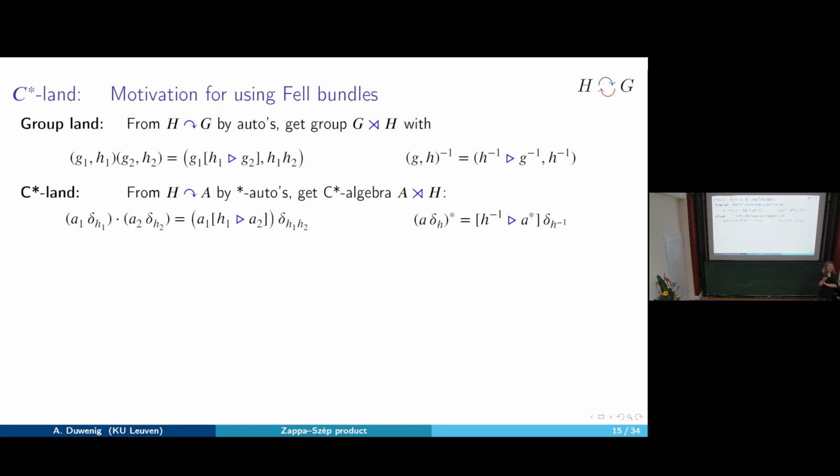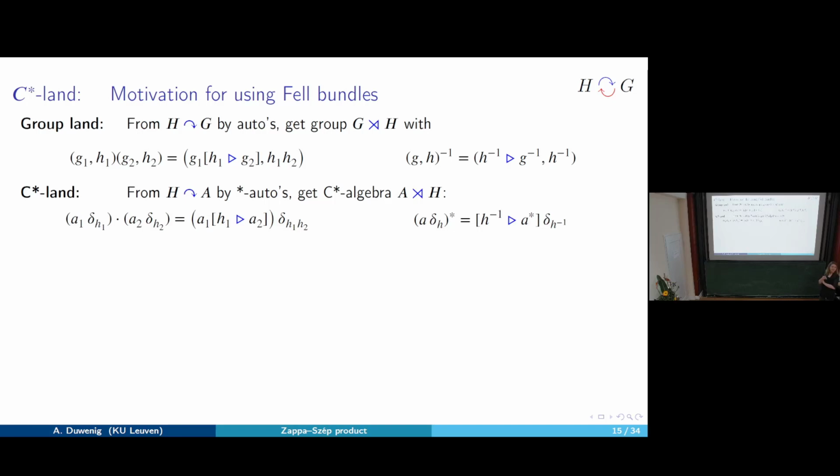Maybe the cross product, right? So we take our group acts on a C-star algebra by star automorphisms. We get a C-star algebra A cross H. And this time multiplication is defined by that formula. And if you look, it's exactly the same formula. Right? So I take an element A delta 1, so this is a point mass at H1.